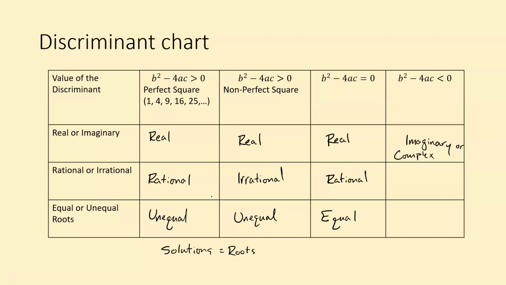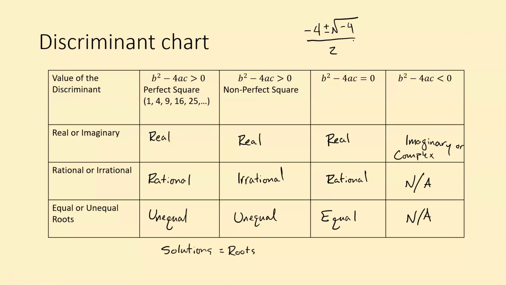We don't think about imaginary numbers being rational or irrational. That only is a thing for real numbers. So imaginary numbers don't have that sort of categorization. And I guess they would be unequal, but that's not really important. The important thing here is that if the discriminant is less than 0, it's negative, then you're going to get imaginary solutions. Let's look at an example like that quickly.